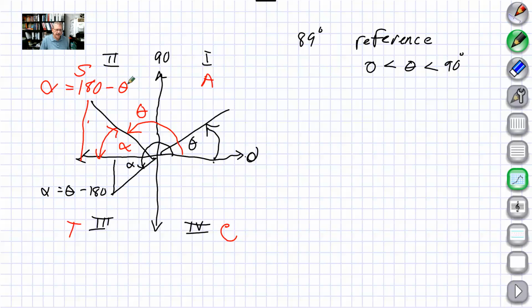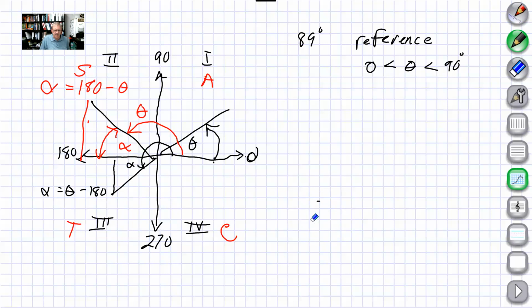So if this is in the second quadrant, 180 minus theta. If it's in the third, it's just a reverse, theta minus 180. So if this is like 250 degrees, because this is going to go from 180 to 270, right? So if this was, say, 250 degrees, 250 minus 180, my reference angle is 70. This angle right in here would be 70.